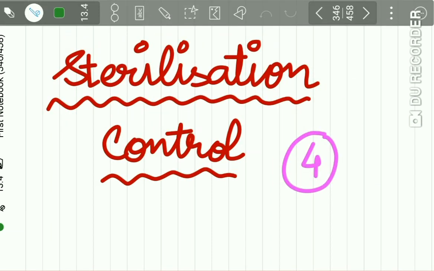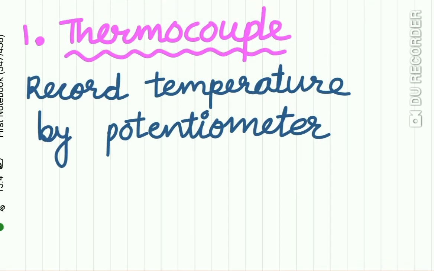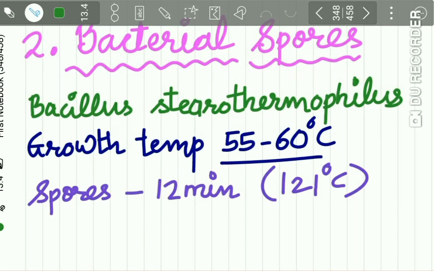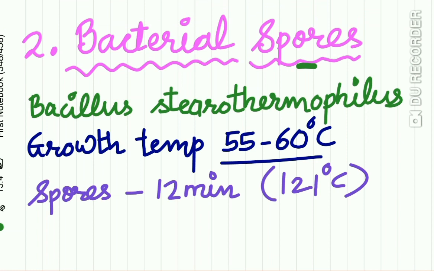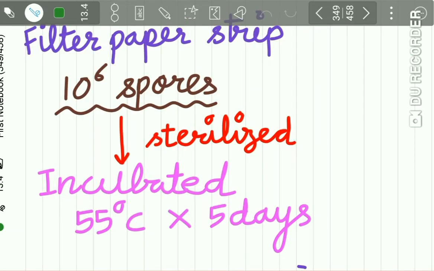Now the sterilization control methods for autoclave: first, thermocouple. It is used to record the temperature directly by a potentiometer. Second is the use of bacterial spores of Bacillus stearothermophilus, which has a growth temperature of 55 degrees Celsius, and the spores are deactivated in 12 minutes at a temperature of 121 degrees Celsius.